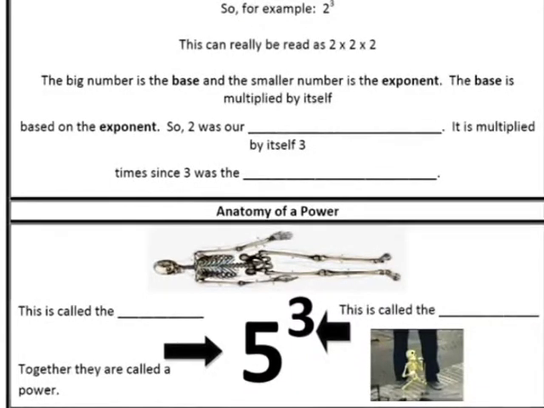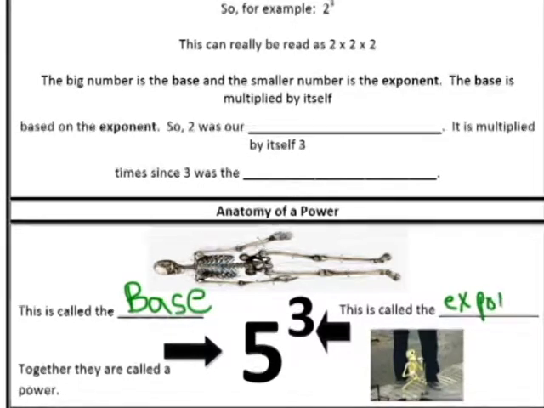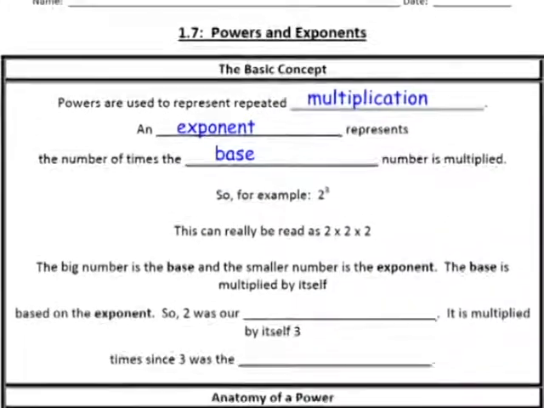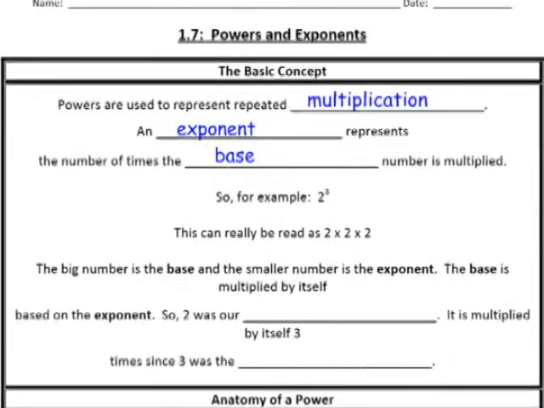Let's skip down the notes a little bit for a second. The big number at the bottom is called the base. The little number up top is called our exponent. We're talking about the anatomy of what these are made up of. So again, let's look at the example up top.